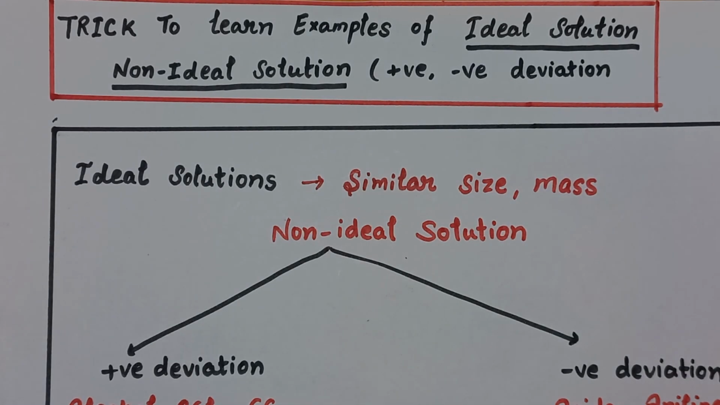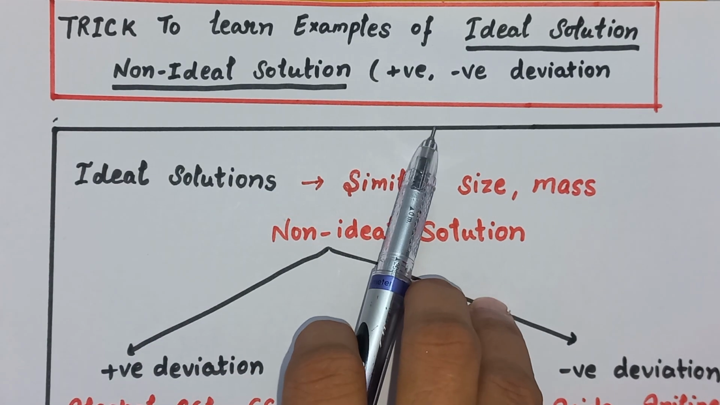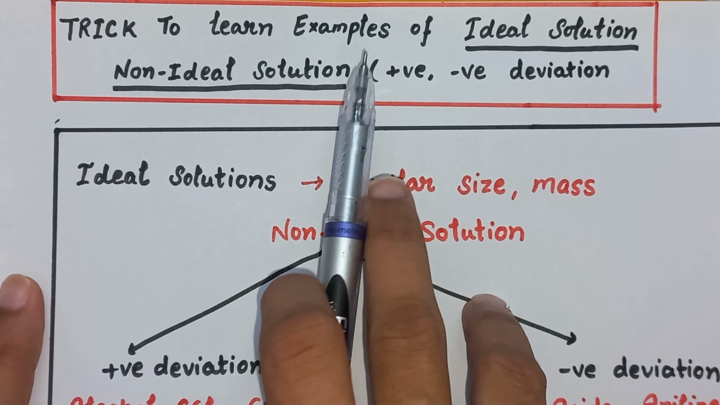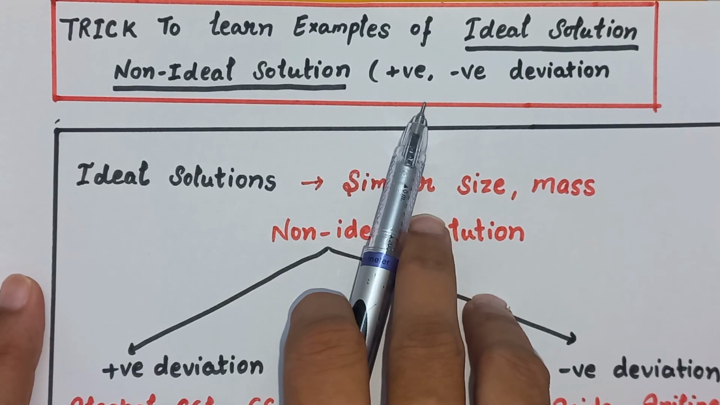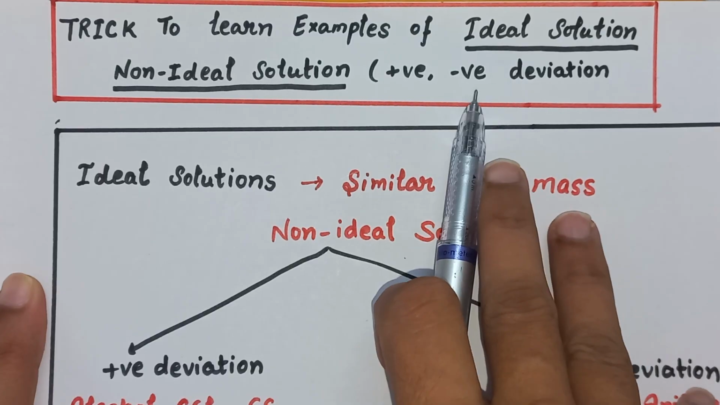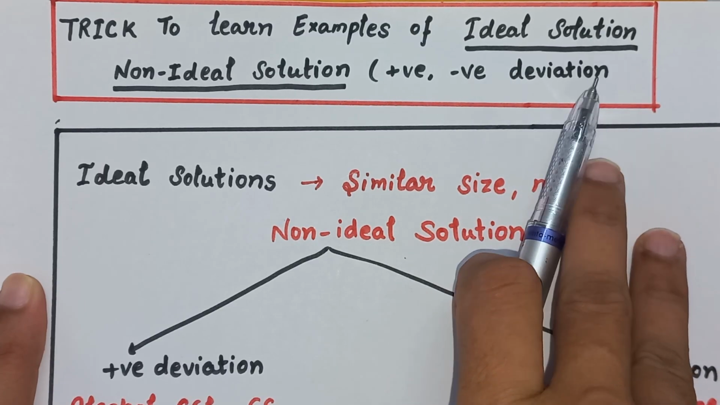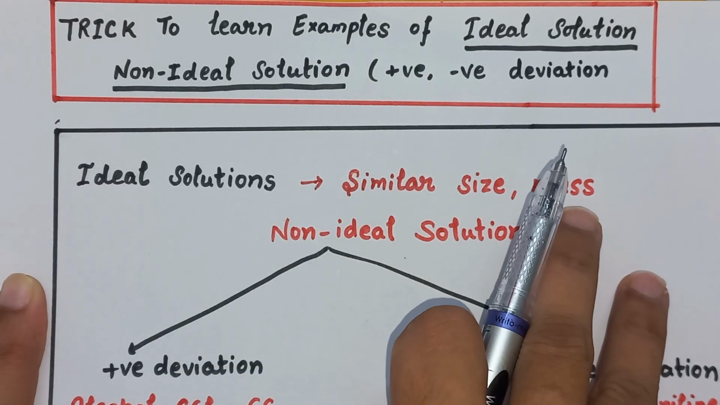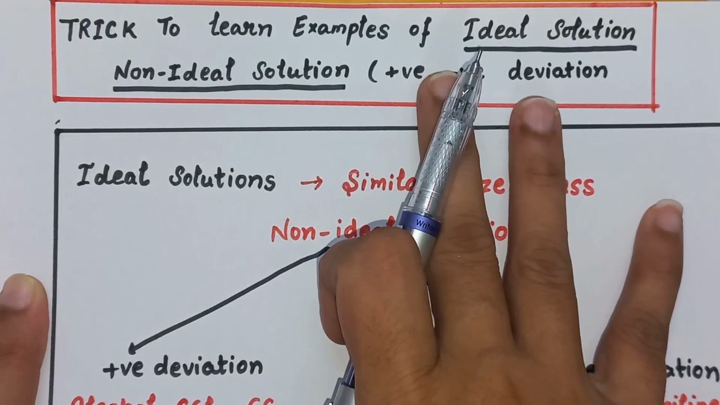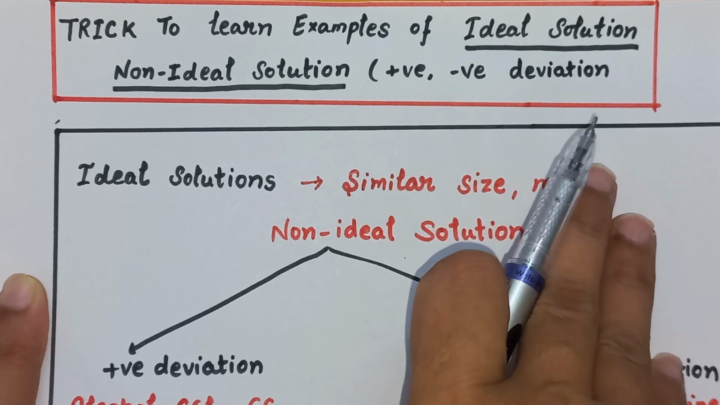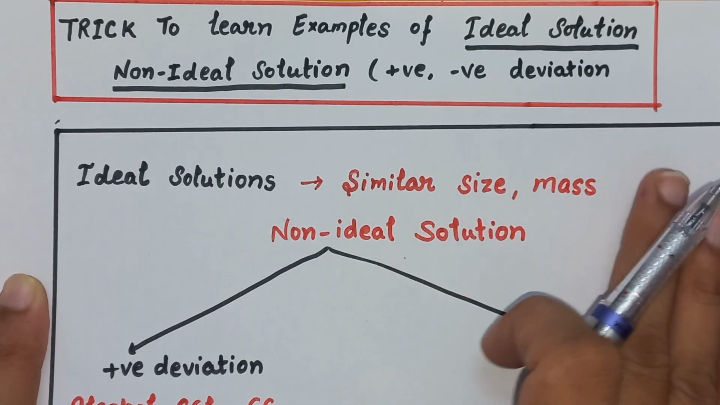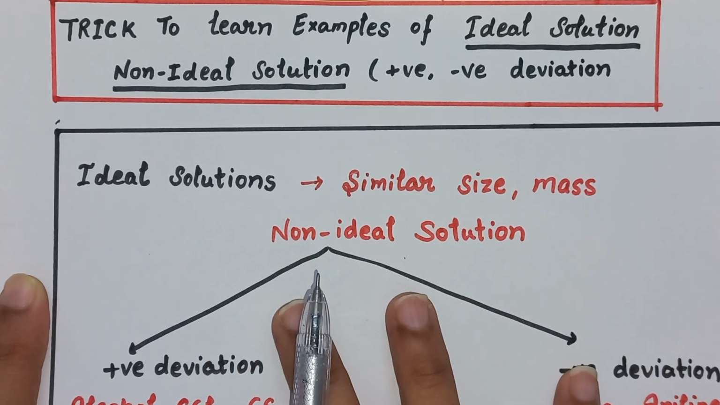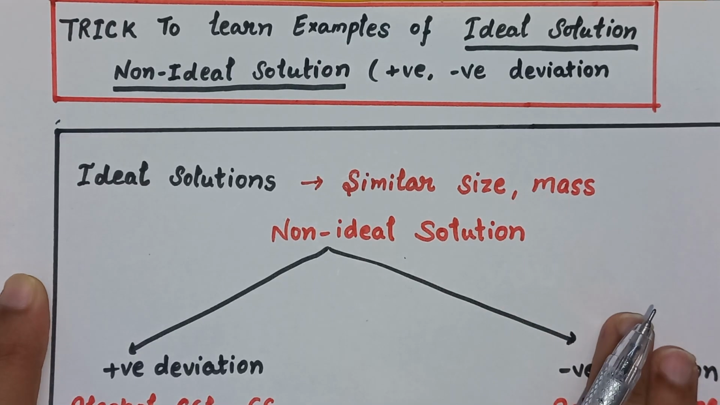In the previous video, we studied the types of liquid solutions, such as ideal solutions and non-ideal solutions. In the case of non-ideal solutions, there are those that show positive deviation from ideal behavior, and those that show negative deviation from ideal behavior. In today's video, we will study a trick to learn the examples of ideal and non-ideal solutions, or we can say how we can differentiate the examples of ideal solutions from non-ideal solutions.